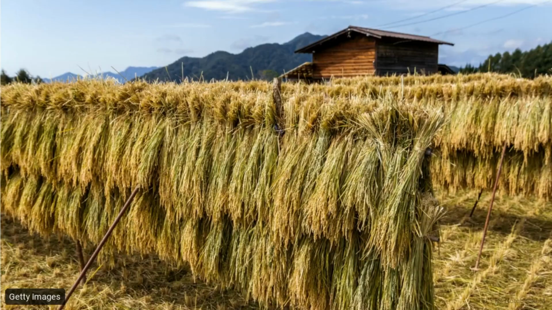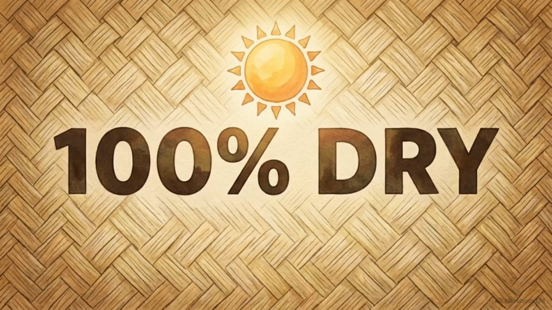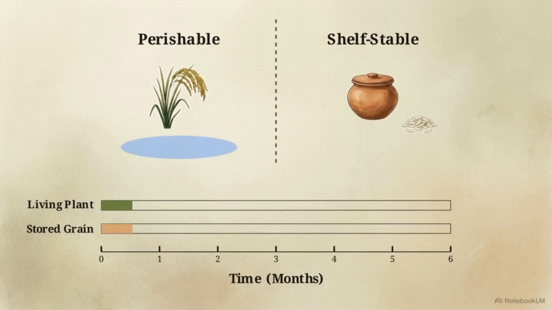These bundles must then be hung on wooden racks to dry completely in the sun. This drying phase is essential before the grain can be separated. Removing the water at the correct time allows the crop to transition from a living plant into a shelf-stable food source that can be kept for months.